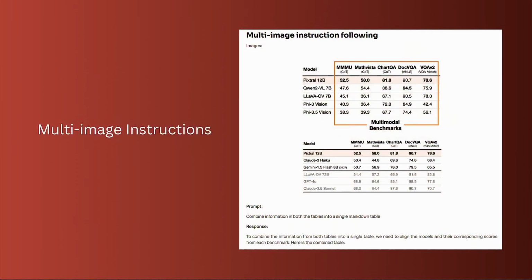Pixtral 12B supports multi-image inferences, allowing users to input several images at once for comparative analysis or joint reasoning. This feature makes it ideal for scenarios that require a holistic understanding of multiple visuals, such as medical imaging, video analysis, or storytelling through sequential images. The model's ability to process multiple images simultaneously enhances its versatility and efficiency in multimodal tasks.